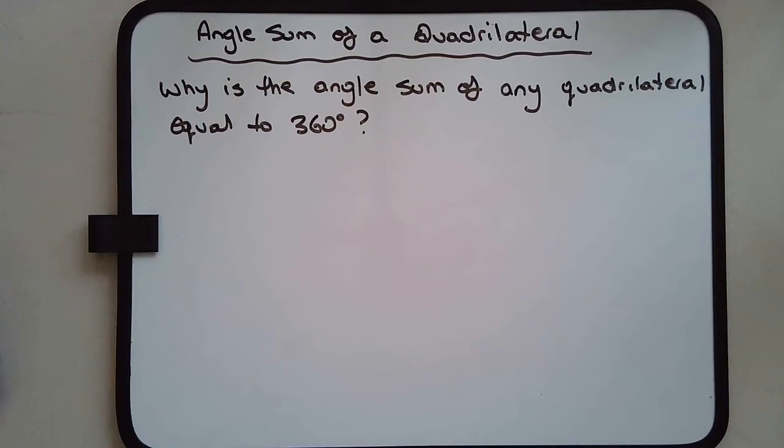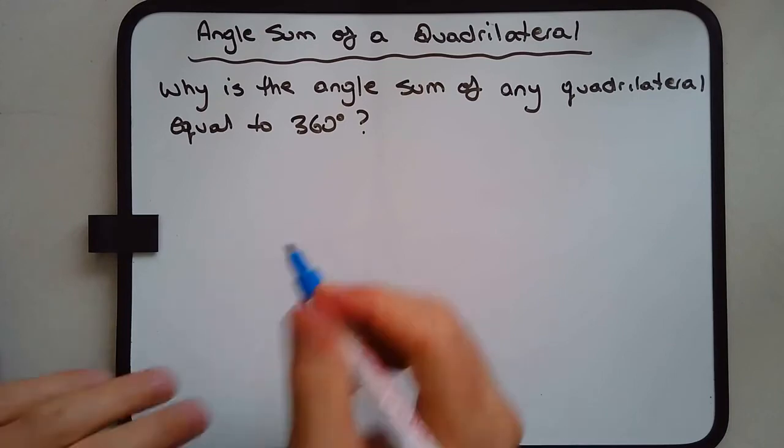Now we're going to ask ourselves the question: why is the angle sum of a quadrilateral, so a quadrilateral is any four-sided shape, why is it always equal to 360 degrees? Now we saw in the previous video that the angle sum of any triangle is 180 degrees.